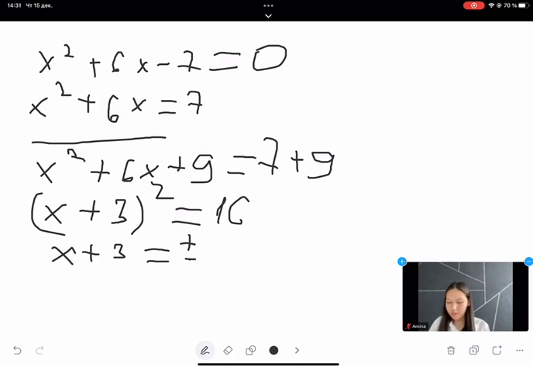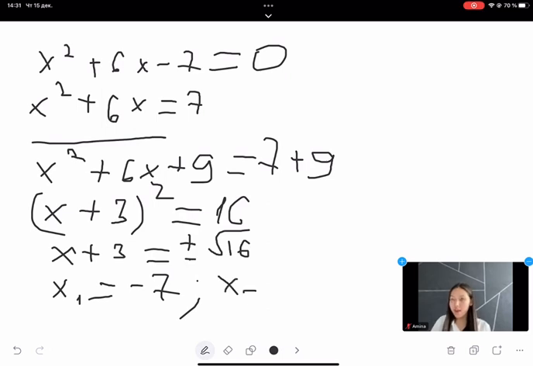x plus 3 equals plus or minus root 16. So x1 equals 1 and x2 equals minus 7.